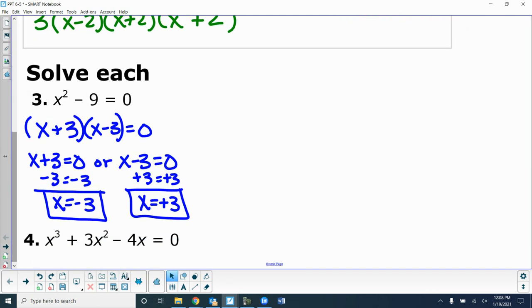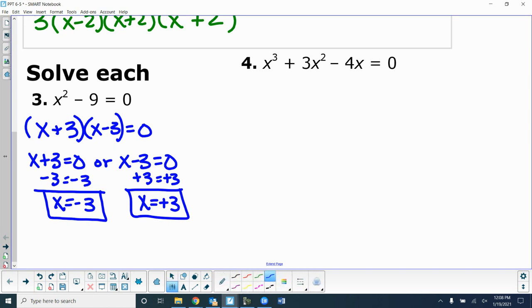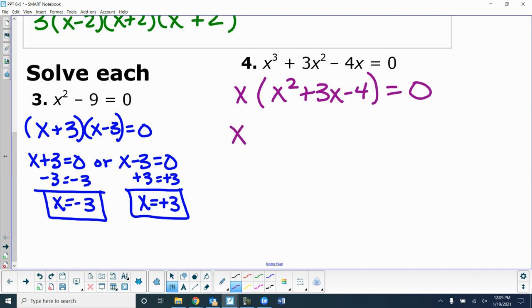There we go, let's do this. What can I pull out of there? That's got a GCF, that's an x, right? And I get x squared plus 3x minus 4. Are there factors of negative 4 that add up to positive 3? Right, 4 times negative 1 is negative 4, and 4 plus negative 1 is positive 3. So what are my 3 zeros?